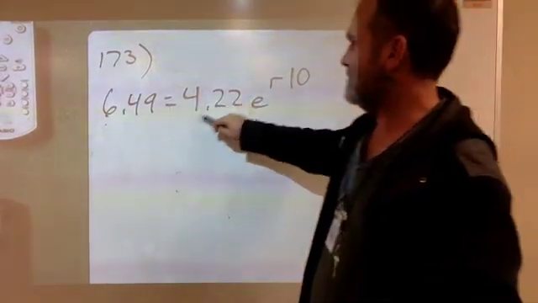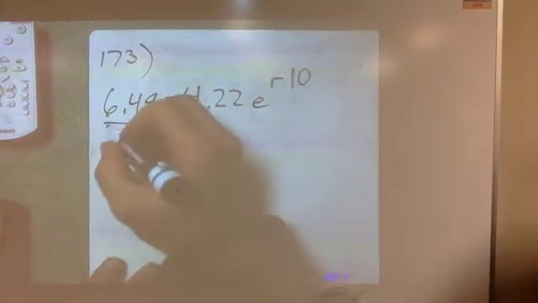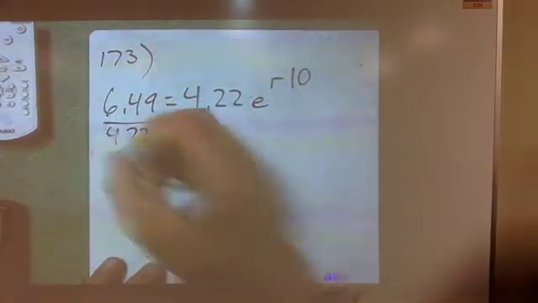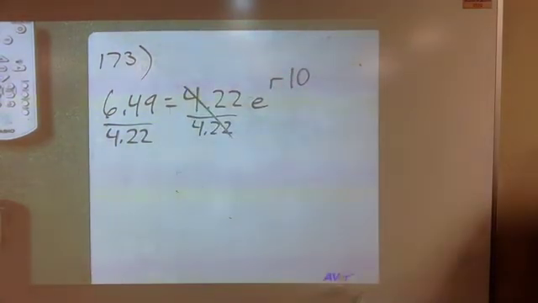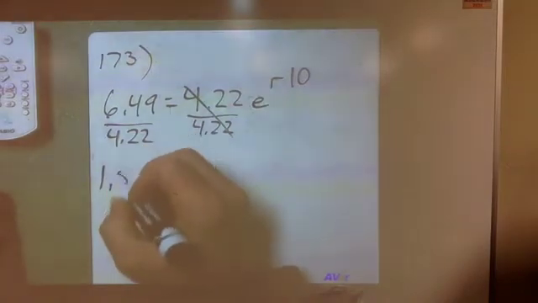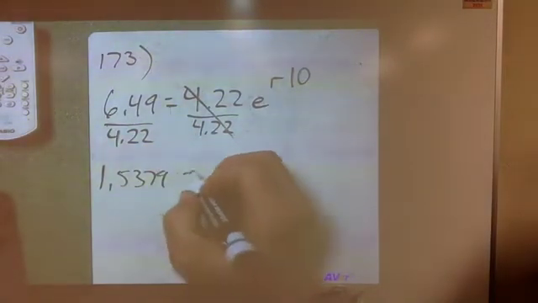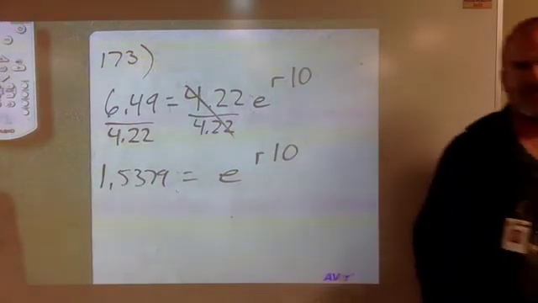So the first thing you need to do is divide the 4.22 to the other side. I always say divide it to the other side, but I see you like to divide both sides. So that's fine. Those cancel out. And 6.49 divided by 4.22 is 1.5379, blah, blah, blah.